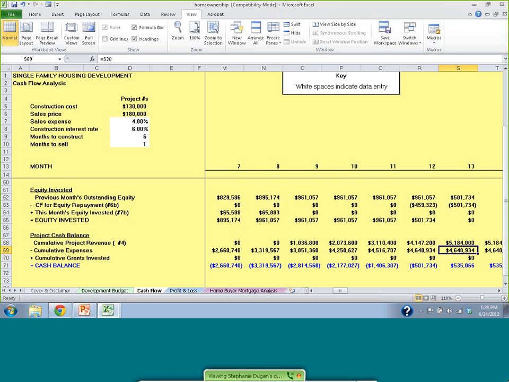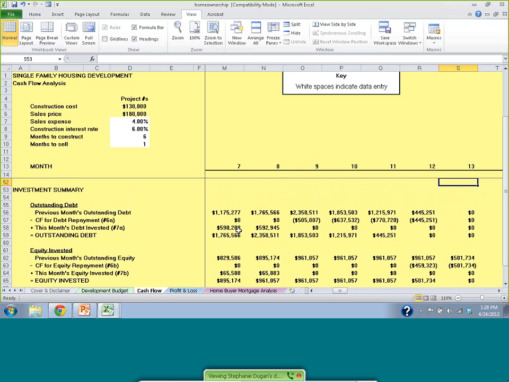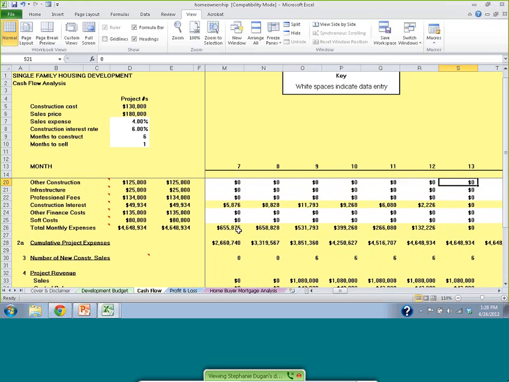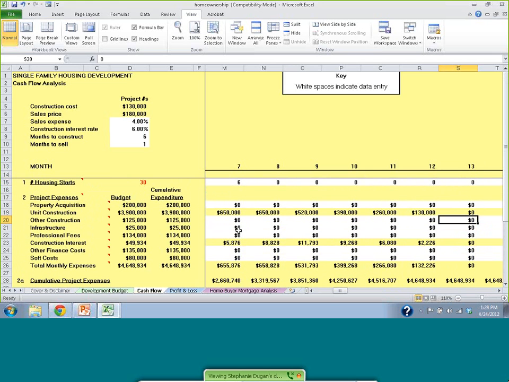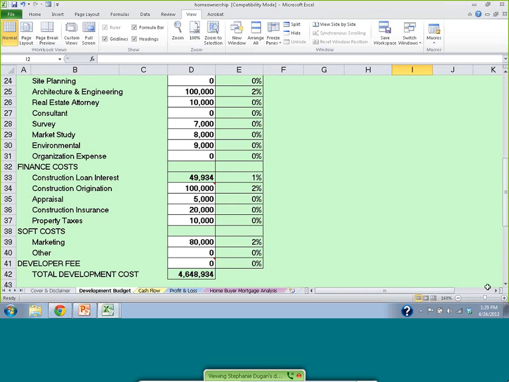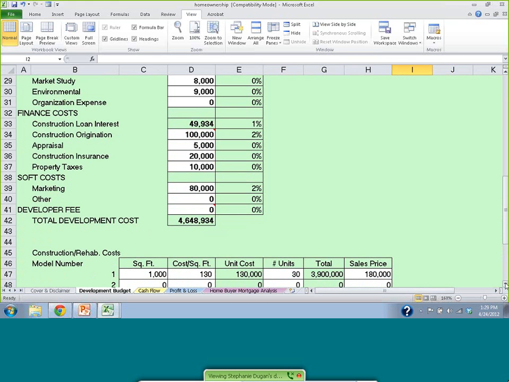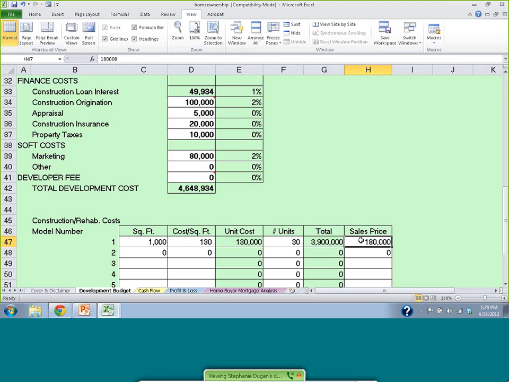Now, the beauty of the spreadsheet is in being able to make changes to the assumptions very quickly. And you can see the information that we input is the white cells. Everything else on this spreadsheet is a formula, and so you can very quickly enter the data and see the results. Let's click over to the development budget again, and let's look at what happens if we change our sales price. Let's say the market weakens at some point during the project, and we have to reduce our sales price. We can change that.